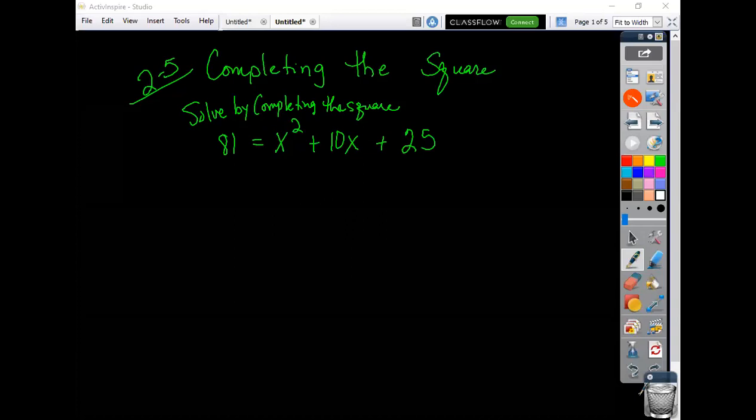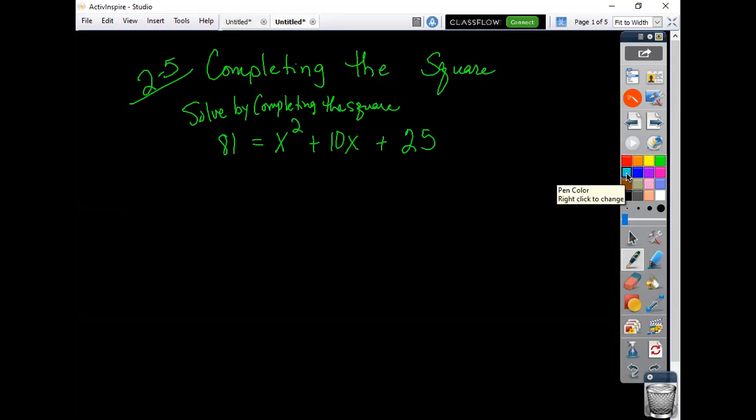Okay, so lesson 2-5 for Algebra 2, completing the square. Solve a problem like this by completing the square, and it goes something like this. If you can write the right side of this problem as a perfect square, then you can solve it by undoing your operations, undoing a square with a square root.